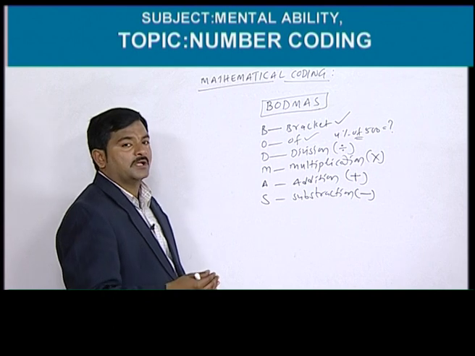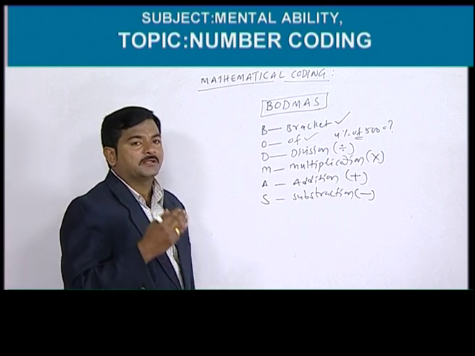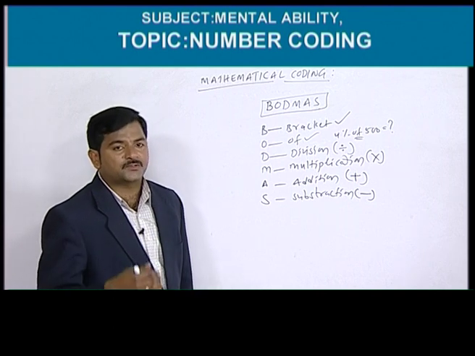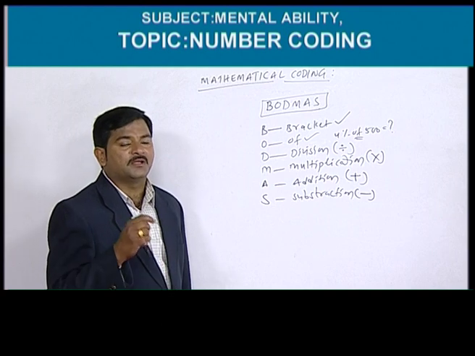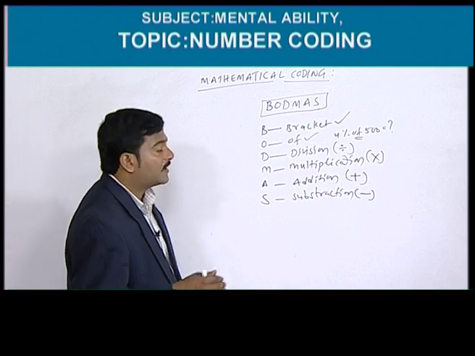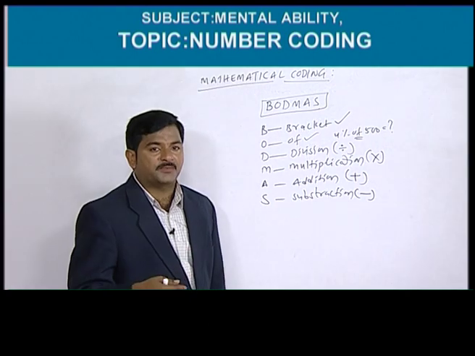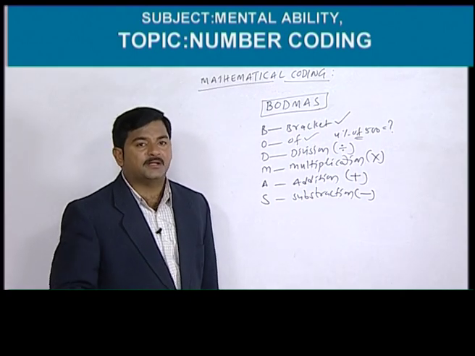If there is a bracket part in the given question, we simplify that first. If there is no bracket part, then we have to simplify the off part. If there is no off part, then division, then multiplication, addition, and finally subtraction.